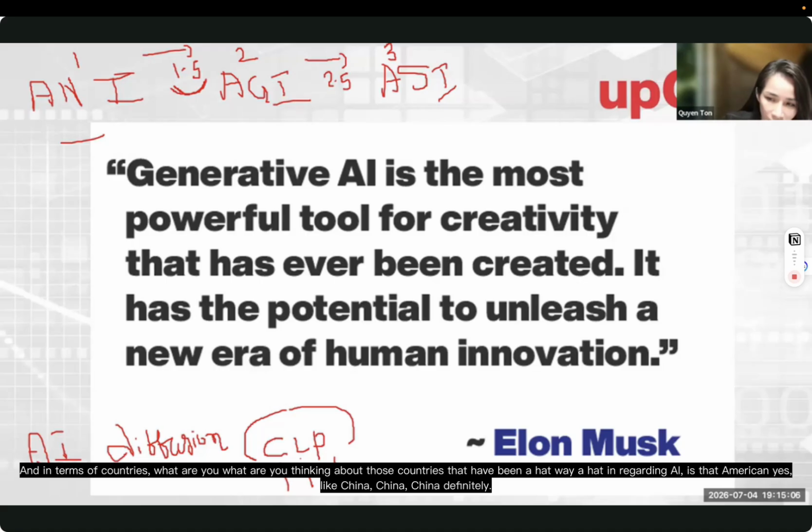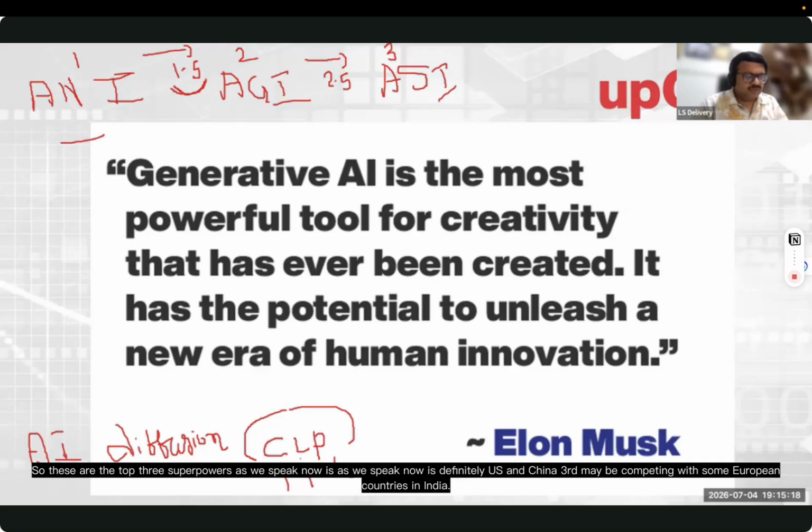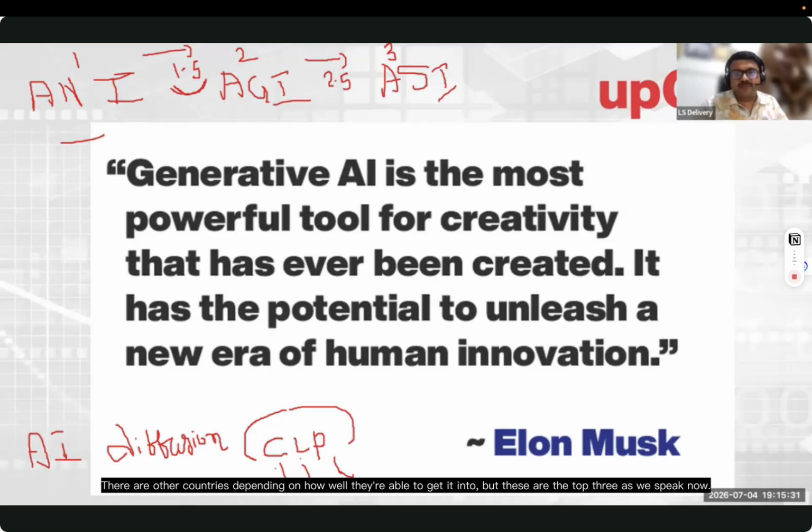And in terms of countries, what are you thinking about those countries that have been way ahead regarding AI? Is that America? Yes. Like China? China, definitely. So these are the top 3 superpowers as we speak now: definitely the US and China, and third, maybe European countries competing, and India and other countries depending on how well they are able to adopt it. But these are the top 3 as we speak now.